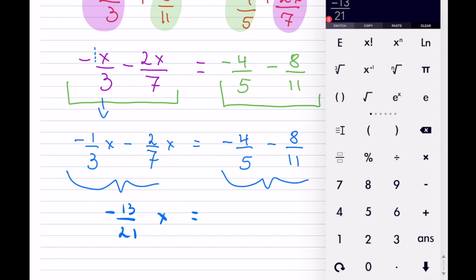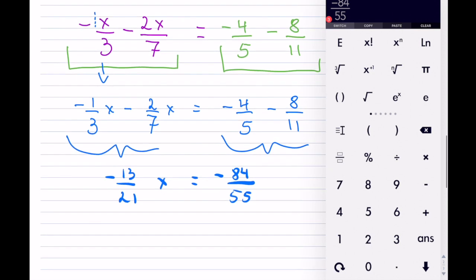Now let me do the opposite side. So I have negative 4 over 5 minus 8 over 11. Now notice that it gives it to me as a mixed number, so I will convert it back. If you hit the fraction button again, now I get a decimal, and now I get what I wanted, which is actually an improper fraction in this case. So we have that. And now we can go ahead and solve.